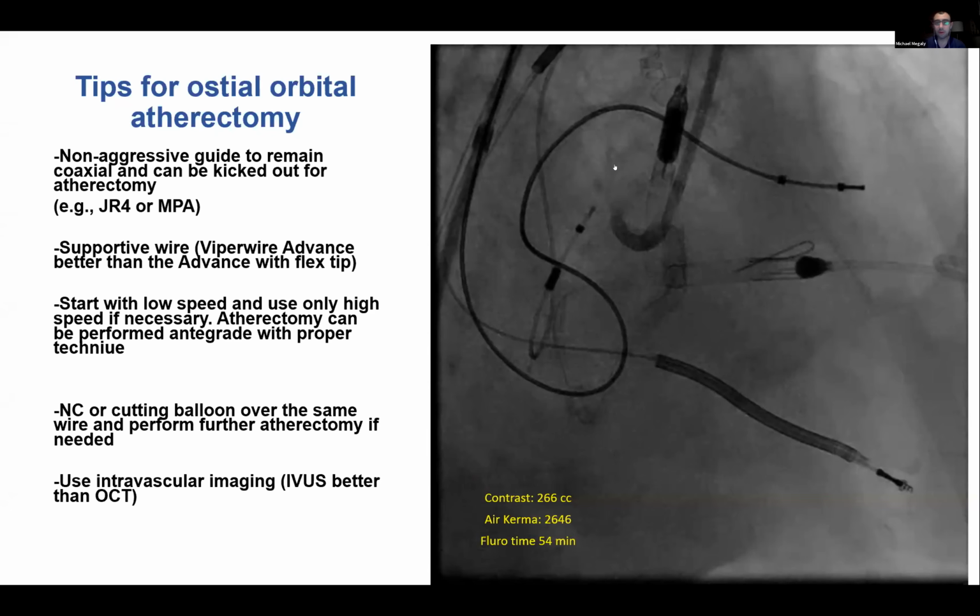You have a non-aggressive wire. You have to be coaxial. Use the Viper advance, it's very stiff, and then you go low speed and go forward, and it can work pretty well. And that's actually what we did in this case. We did not use the retrograde here. We just used the antegrade. Again, you don't necessarily have to do it. The retrograde is safer, and if it can advance and then you can pull back, you can do it safer. But if needed, you can move forward with the crown rotating over the Viper advance.